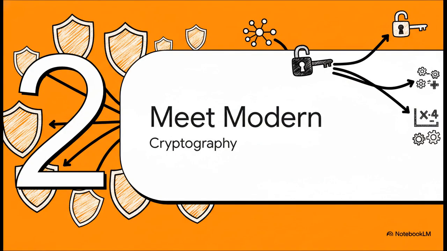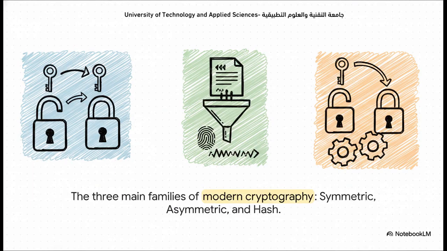So what does this invisible armor even look like? Well, modern cryptography isn't just one single thing. Nope, it's a whole family of different tools, each one designed for a very specific job. You can think of it as having three main branches. You've got asymmetric encryption, which is really cool. It uses a public and a private key. Then you have hash functions, which create these unique digital fingerprints for data. And then you've got the workhorse, the one we're going to focus on today, symmetric encryption.